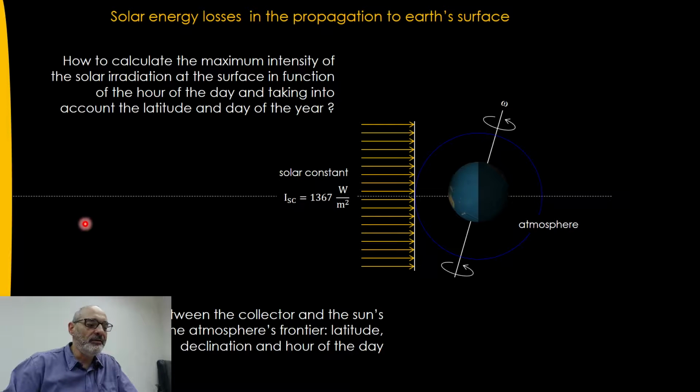So let's see the situation right now. We have the sun here on the left, Earth is here, tilted, it's rotating, and at the top of the atmosphere we have this amount of energy arriving. This is also called the solar constant. We know this has been measured: 1,367 watts per square meter. This is on top of the atmosphere.